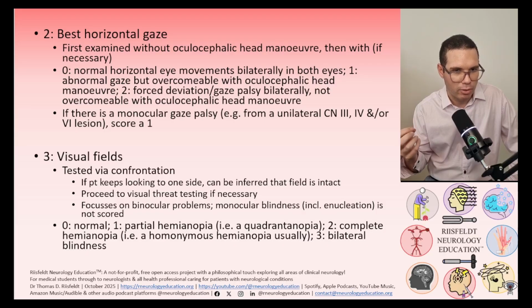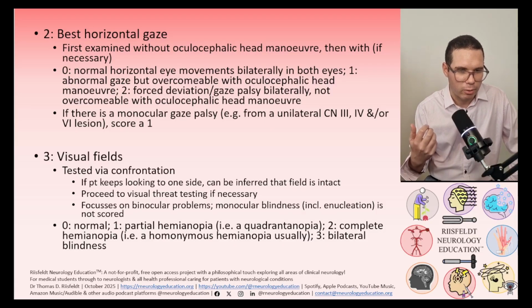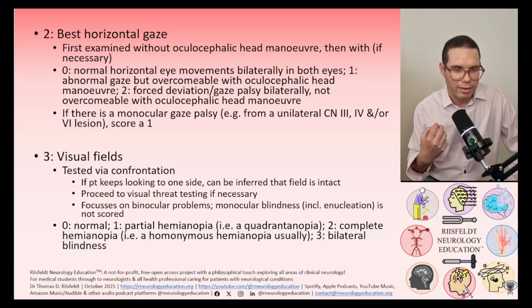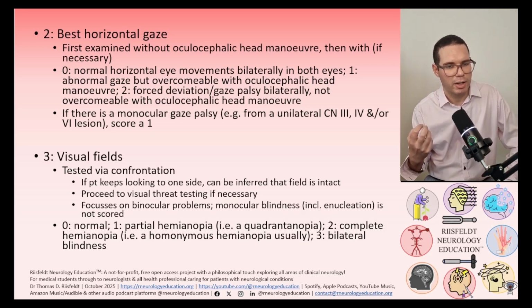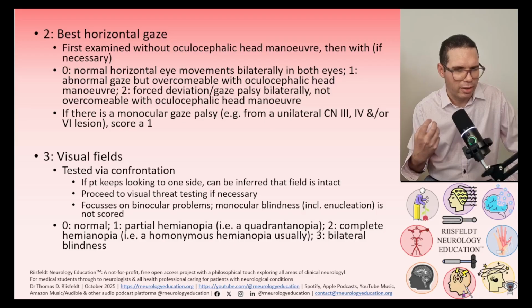So how is the NIHSS scored? So it's scored from 0 to 3. 0 is a normal score. 1 is a partial hemianopia, which basically just means a quadrantanopia. 2 is a complete hemianopia, which in the stroke context basically always means a homonymous hemianopia. And 3 is complete bilateral blindness. It's actually stated as a bilateral hemianopia, which is a bit confusing the way that it's been worded in the publication, but what it means is a complete bilateral blindness.